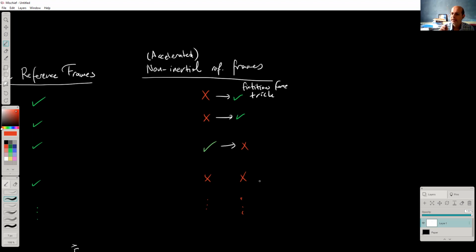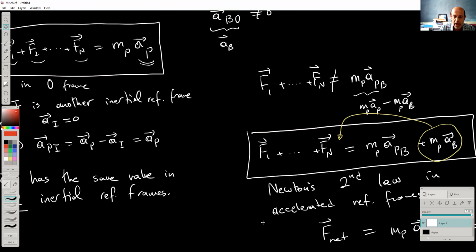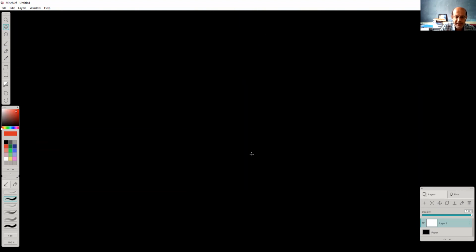So again, you should keep this in mind. If you don't have to, don't use accelerated reference frames. But in some cases, it might actually be easier to analyze certain problems in accelerated reference frames better than in the other frames. So I'll be solving some problems specifically for that purpose. Okay. So I'm just going to solve a few problems in here.